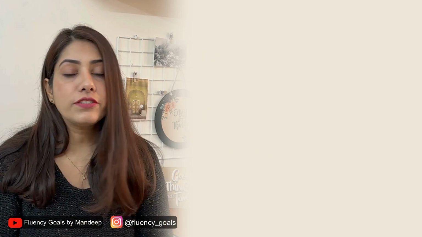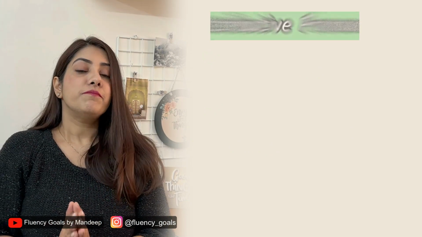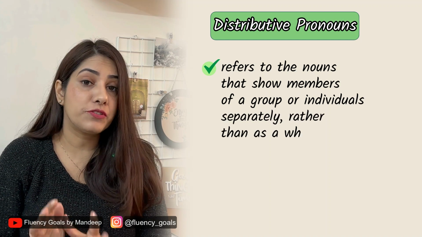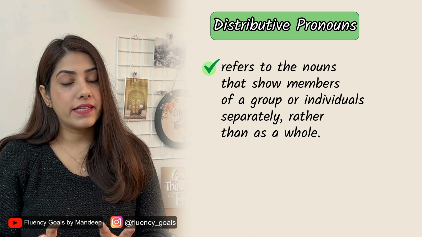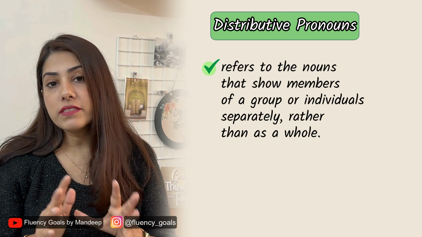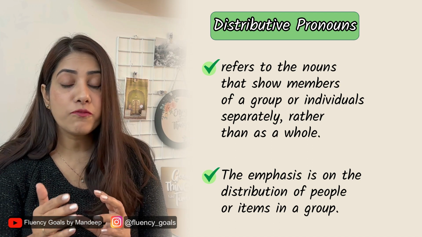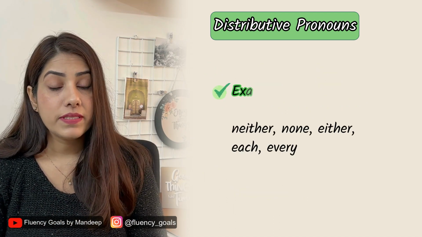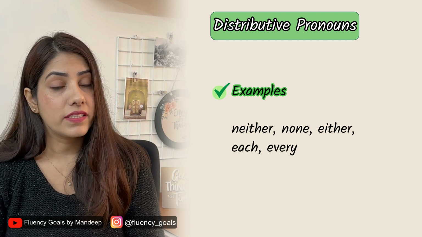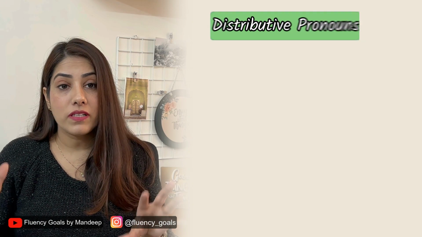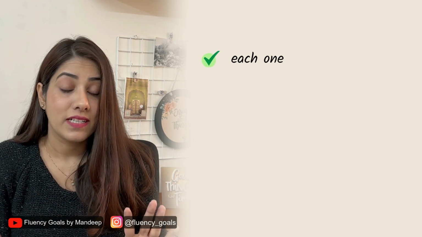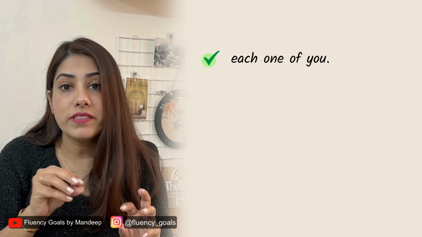Moving on to distributive pronouns. So a distributive pronoun refers to a pronoun that shows members of a group or individuals separately rather than as a whole. The emphasis is more on the distribution of items or people in a group. Examples: neither, none, either, each, every, everyone. Consider this: from a whole group, the emphasis is on one picked out of the group, like each one of you. So here the emphasis is on each.